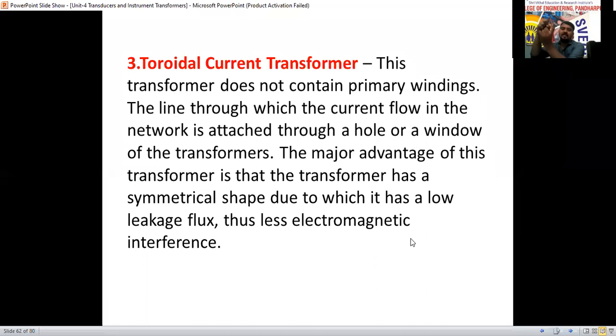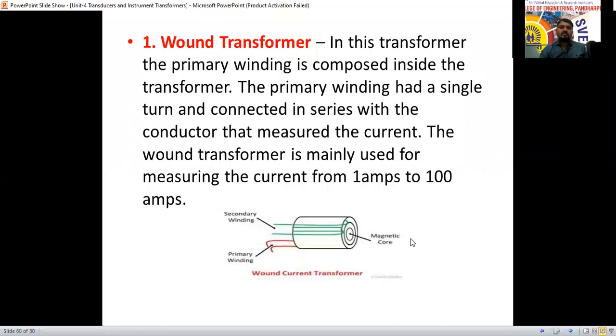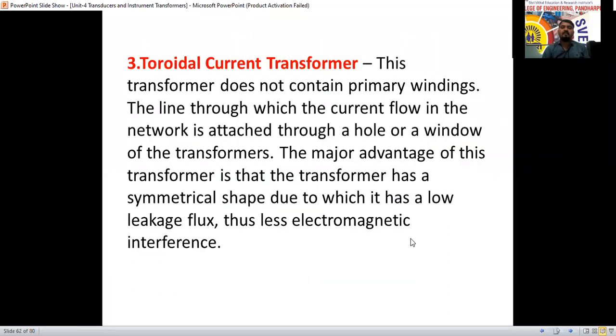It acts as a secondary winding; when you hold it, the conductor acts as a primary, and in the secondary winding the current will flow over there. Clamp type current transformers are also there, that is toroidal, we are going to call that one. So these three types of current transformers are there, that is wound type, bar type and toroidal type current transformers.